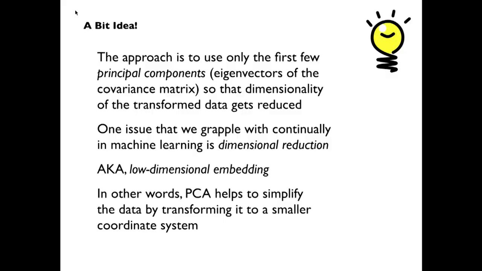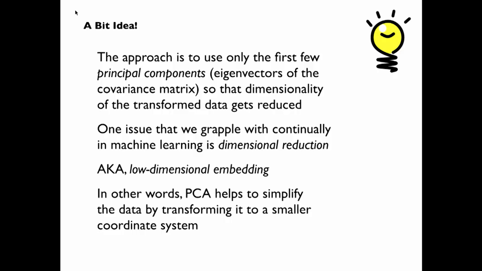Okay, so the big idea here is to use only the first few principal components, and those are eigenvectors, out of the covariance matrix. Just peel off the most important ones so that the dimensionality of the data is reduced. We could take it from 4,000 variables and just consider the top 2 or 3. Not top 2 or 3 variables, but rather top 2 or 3 eigenvectors of those variables.